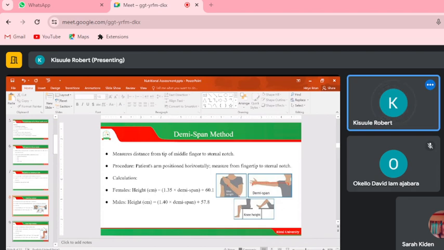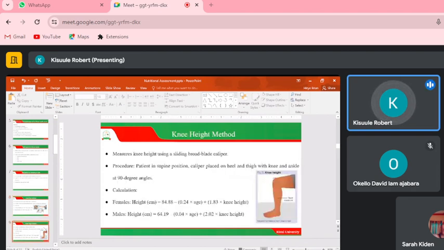All right. Then we will go to the knee height method. This measures the knee height using a sliding board caliper. Some people use tape measures because that is what is always available in our setting. So the patient is in supine position and the caliper is placed on the heel with the knee and ankle at a 90 degrees level. Okay, then still these are the calculations.